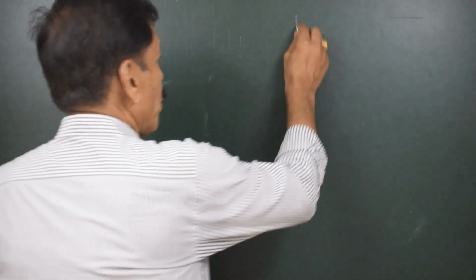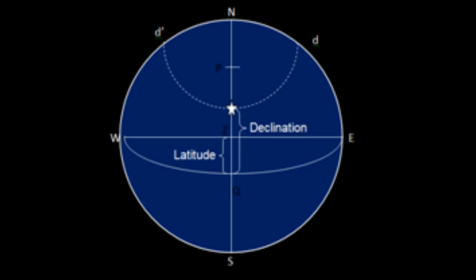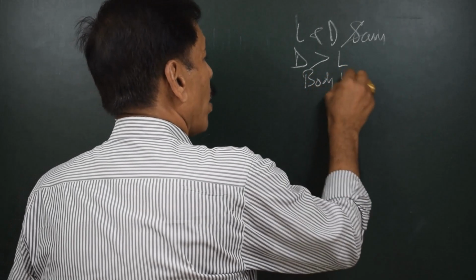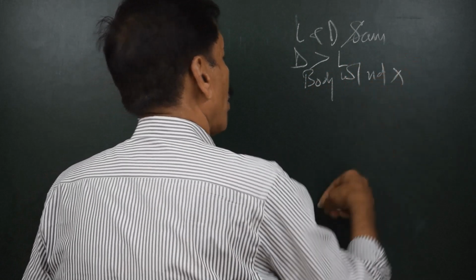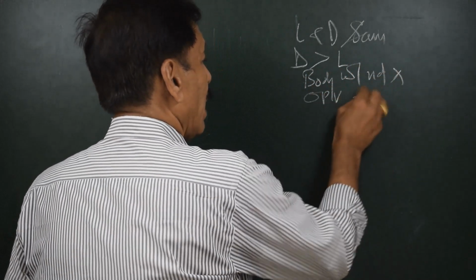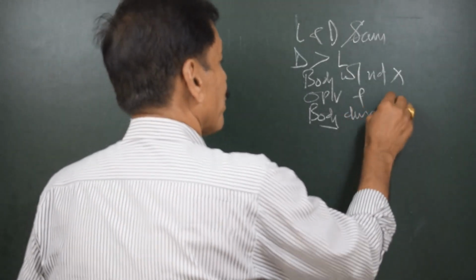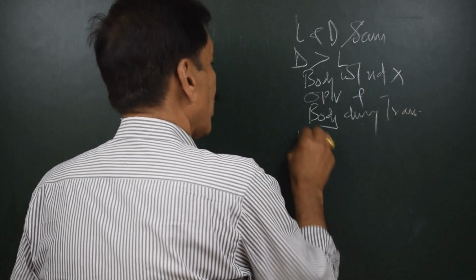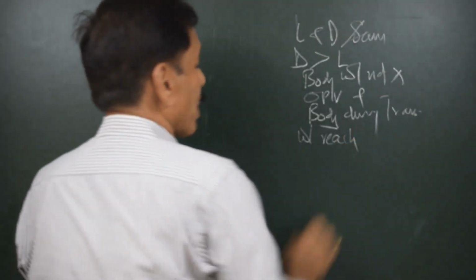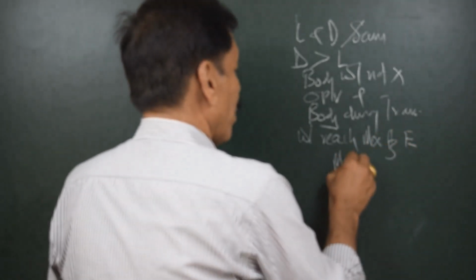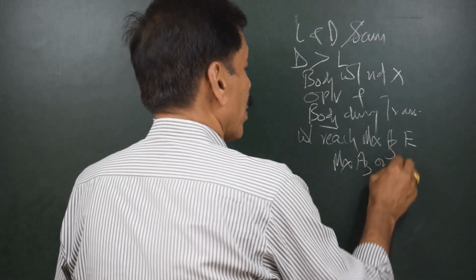Now if we change the condition a little bit and we say that the latitude and declination should be same name and declination should be more than latitude, that is a condition that the body will not cross the observer's prime vertical, and the body during transit will reach maximum azimuth on east and maximum azimuth on west.